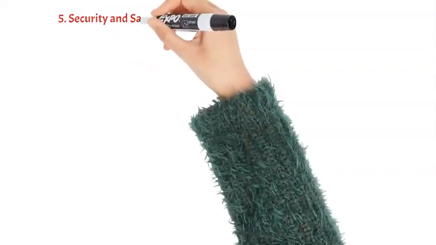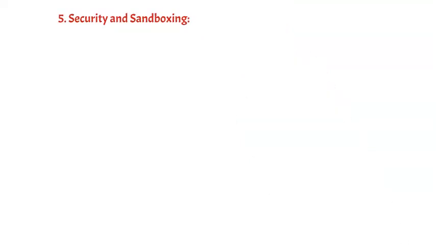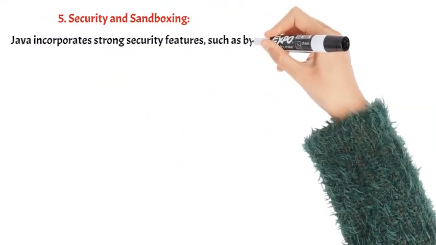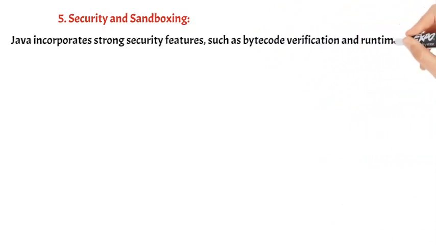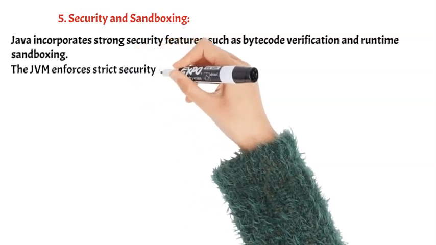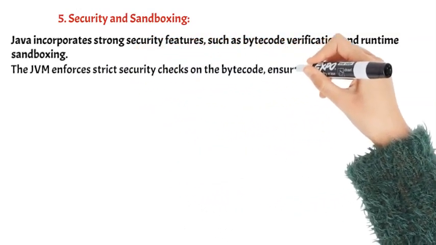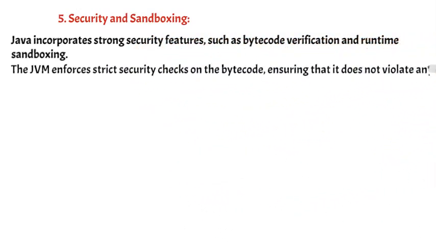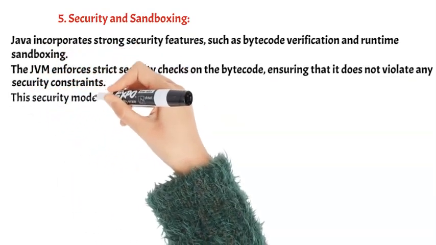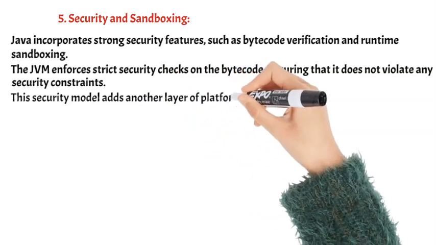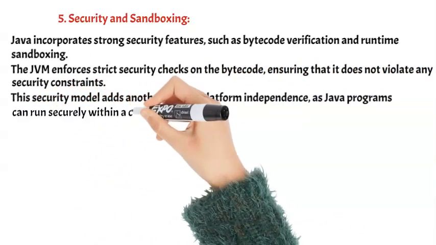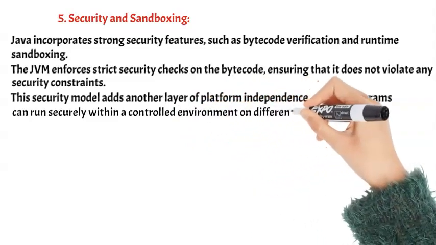5. Security and sandboxing. Java incorporates strong security features, such as bytecode verification and runtime sandboxing. The JVM enforces strict security checks on the bytecode, ensuring that it does not violate any security constraints. This security model adds another layer of platform independence, as Java programs can run securely within a controlled environment on different platforms.